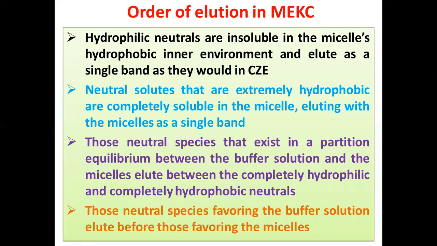Your sample may contain hydrophilic neutrals, hydrophobic neutrals, and intermediately hydrophilic or intermediately hydrophobic neutrals, whatever it is. Micelle is hydrophobic. It will exhibit more hydrophobic property. Therefore, hydrophilic neutrals are insoluble in the micelle. The solubility of hydrophilic neutrals will be negligible. So, their electrophoretic velocity will be more, even more than the electroosmotic flow. Therefore, they are eluted first. Hydrophilic neutrals are eluted first because they are insoluble in micelle.